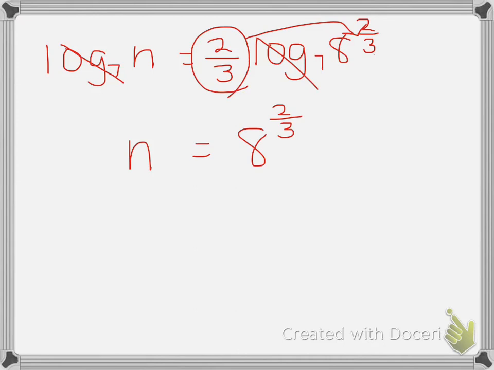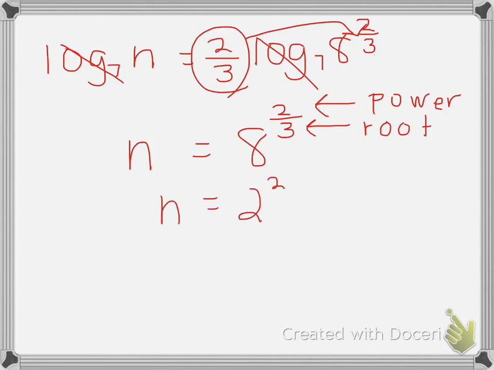And I do want you to keep going. If you recall, 2/3 means what? Remember, the denominator is the root, the numerator is the power. So I'm going to take the root first. I'm going to take the cube root of 8, which is 2, and I'm going to square it, leaving me n is equal to 4. Okay, so that was an example of what to do when you have a number out front. You need to move it to the back before you drop your logs, okay?